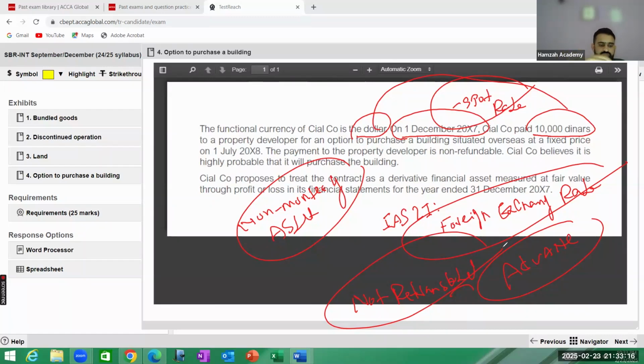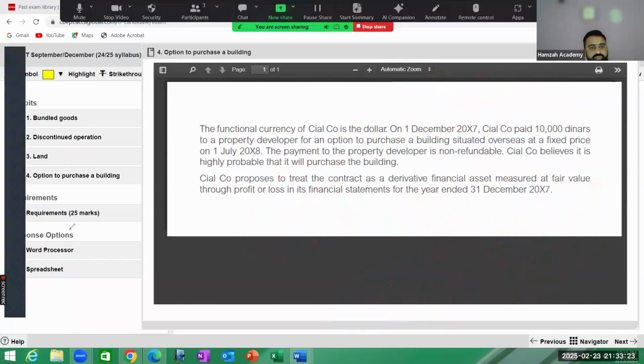Okay, so that is relating to the option to buy a building, the payment which you have made as an option to buy a building. So here two standards were relevant. One was IFRS 9 and the other was IAS 21.